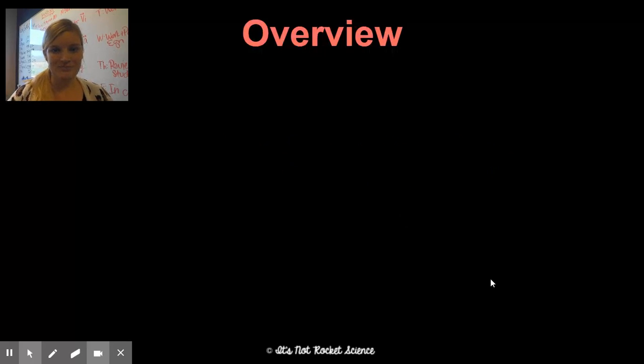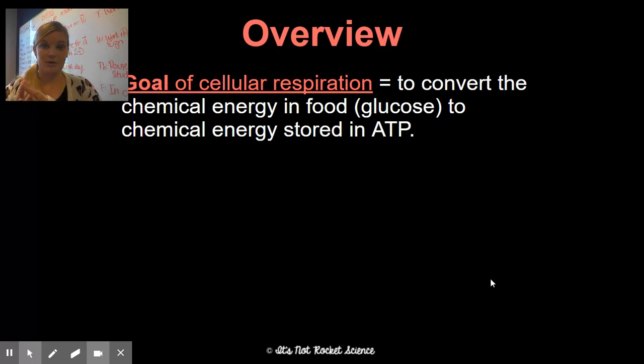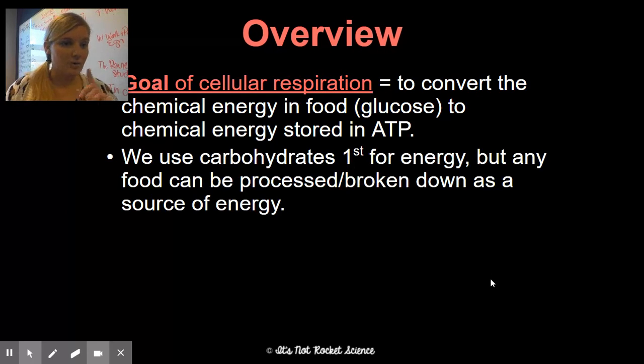So the goal of cellular respiration is to take the chemical energy from food, which is glucose. So remember, your plants make glucose when they're all done with photosynthesis. We're taking that chemical energy and turning it into chemical energy that's stored in ATP. So when we eat the food and we add that last phosphate back onto our ATP, that's what's happening in cellular respiration.